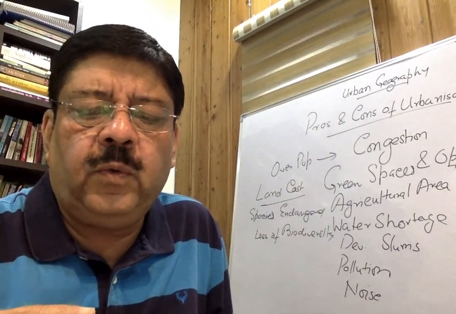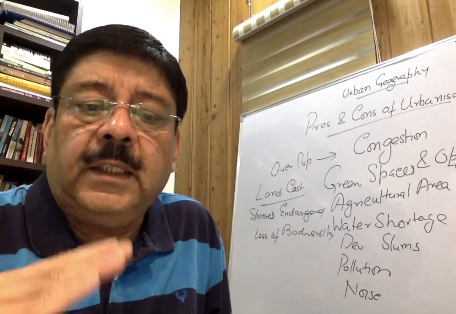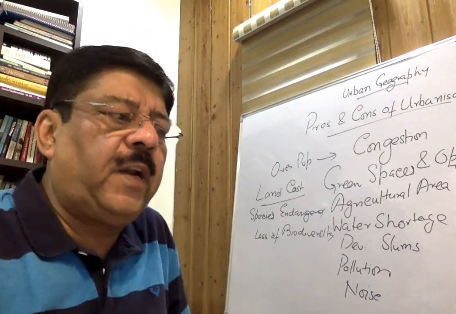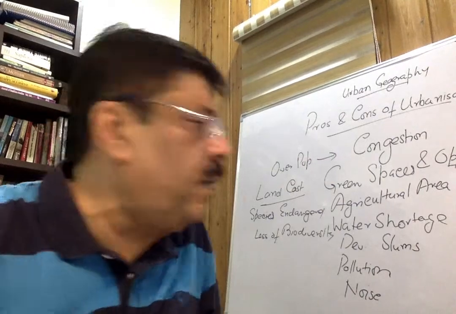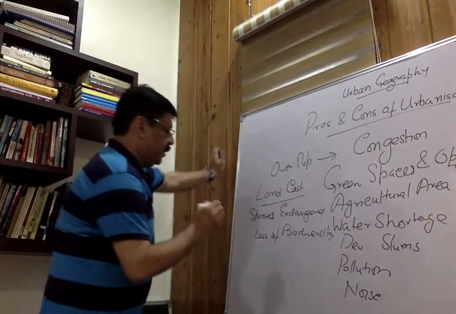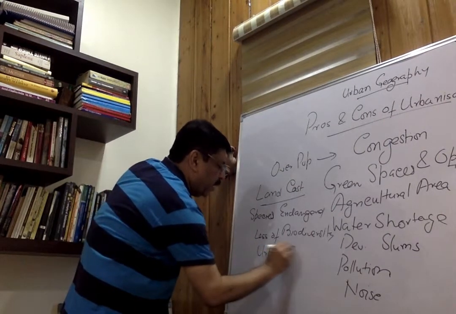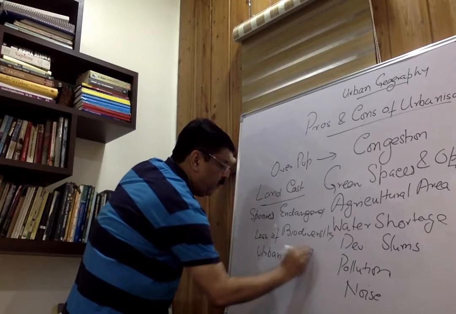What does it do? Sir, it leads to urban floods. Why does it lead to urban floods? It increases floods, urban floods. It's a spatial phenomenon. So also the temperature of the urban area.